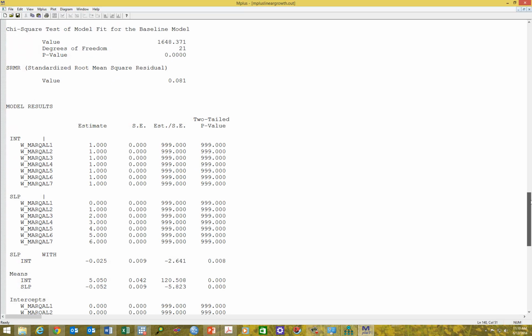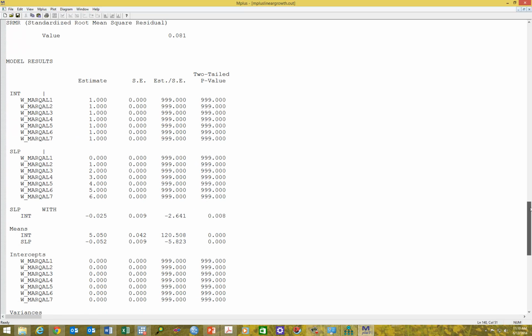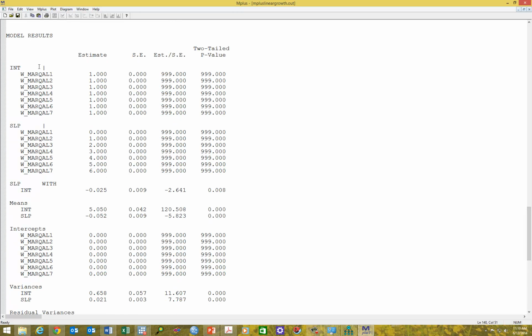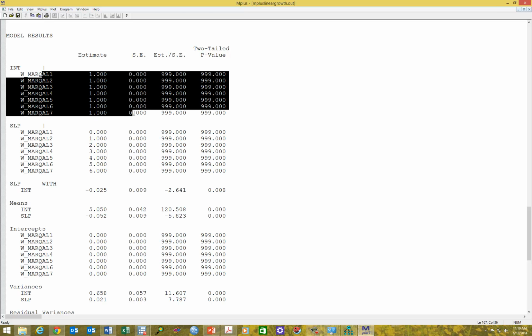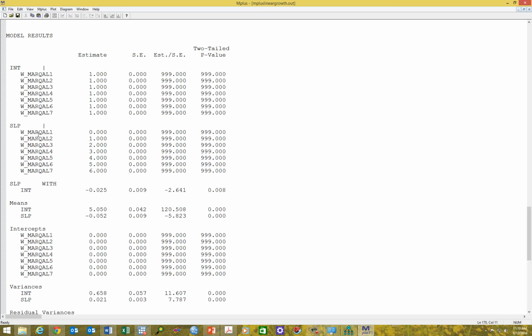So let's go down here and look at what MPlus has done for us. Here we have our int, or intercept, latent variable, and as they should be, all of those regression weights are constrained to 1. Those loadings are all 1. And as should be with the slope, we specified all these: 0, 1, 2, 3, 4, 5, and 6.